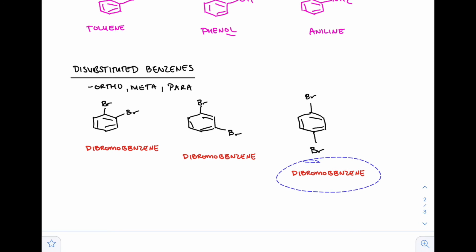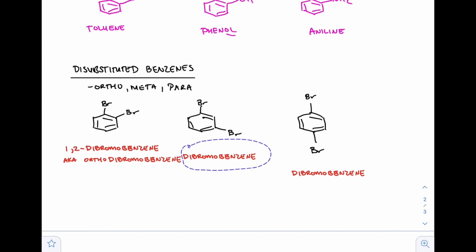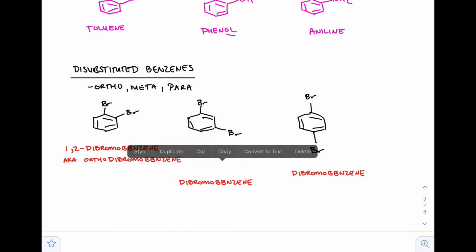So I'll go ahead and copy and paste that. But now what we need to do is number things like normal, right? So 1, 2. And the 1,2-dibromobenzene can also be called ortho-dibromobenzene. It's getting a little congested here. Let me move that guy. Sorry.